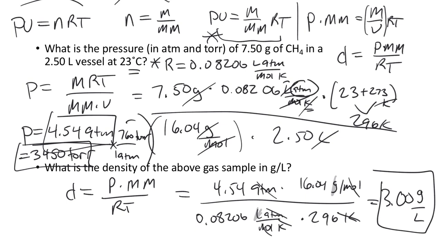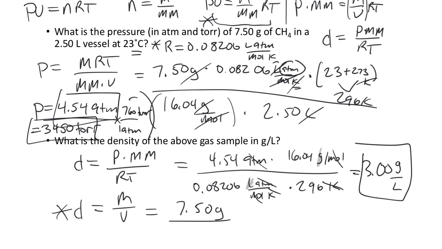So that's one way we can calculate the density here, going back to the equation that relates density to pressure, molar mass, and temperature, and we can solve for the density. But an alternate approach could have been to recognize that density is just mass over volume. We're provided the mass is 7.50 grams, and the volume of the container it was in was 2.50 liters. So we could actually have just calculated it from the information initially in the problem. That's just the M over V. And you can see, of course, this is equal to 3.00 as well.